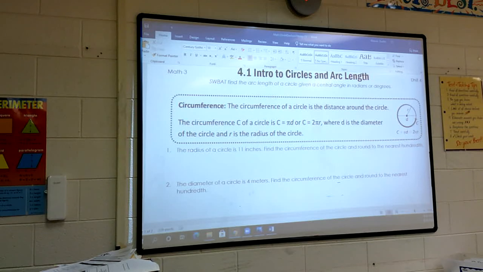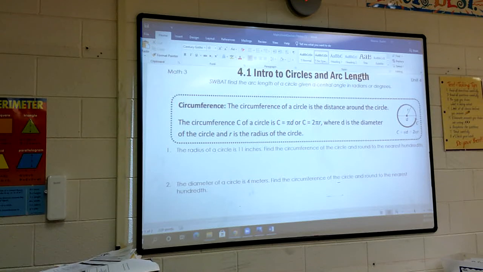It says you want to find the arc length of a circle given a central angle in radians or degrees. So we have to talk about it in radians, which means in terms of pi, or in degrees. So circumference of a circle, you should already know this. This is the review part, the intro.